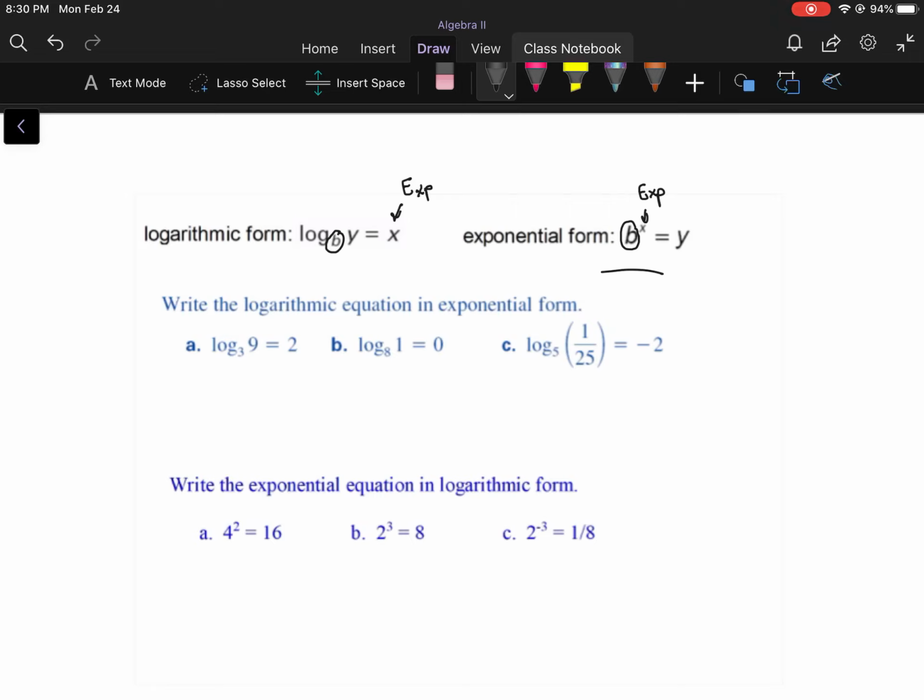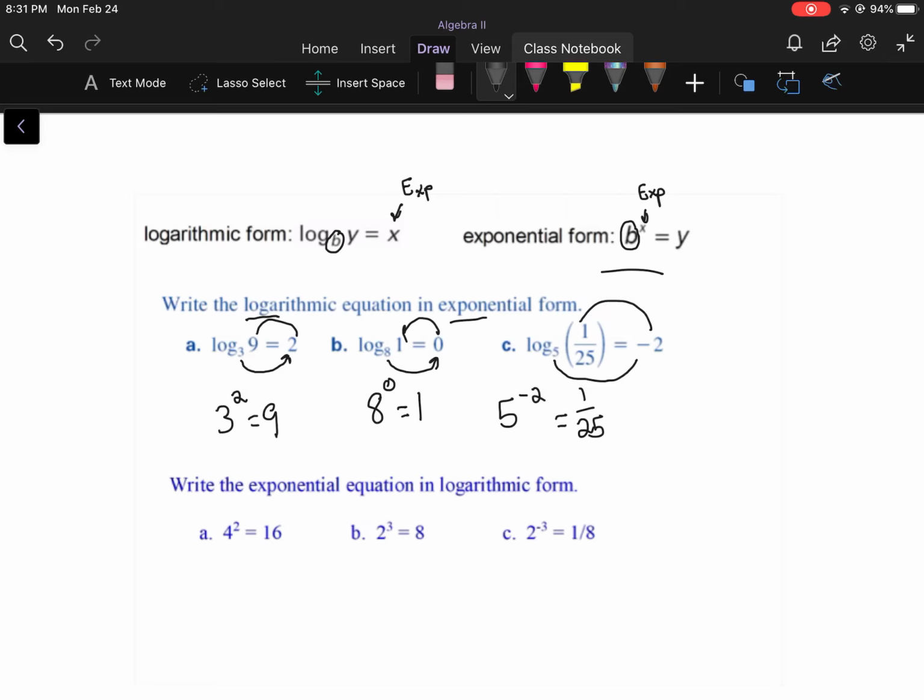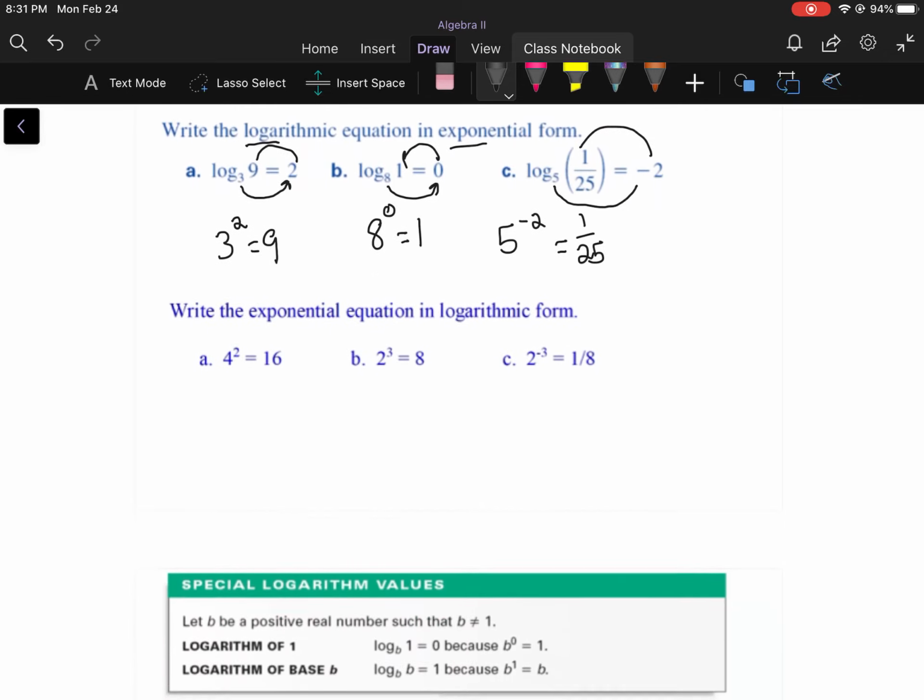So here, kind of do the circular thing. Like 3 to the second power gives you 9. So that's taking a log and writing it in exponential form. Like here, base of 8 raised to the 0 power equals 1. 5 to the negative second gets you 1 over 25. Okay, which are all true statements.